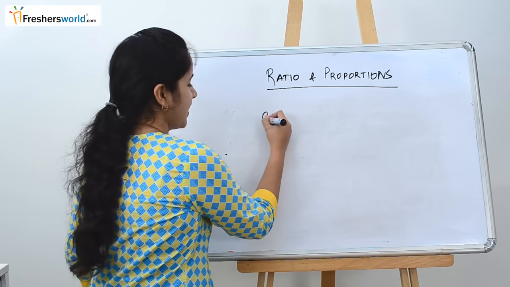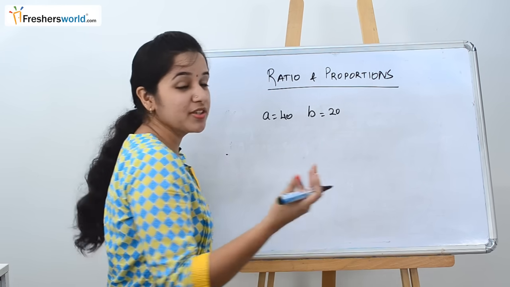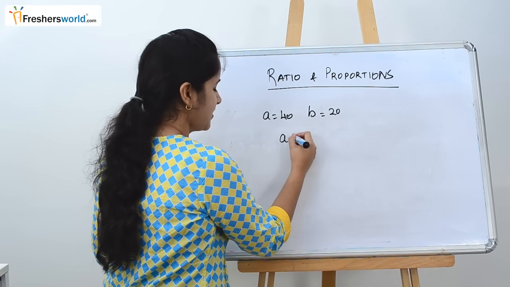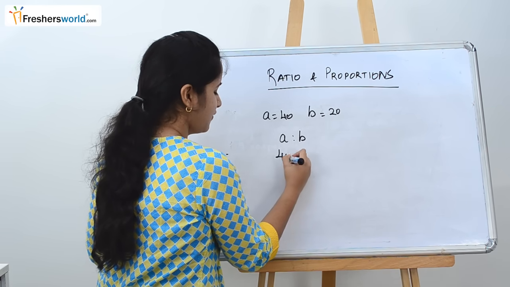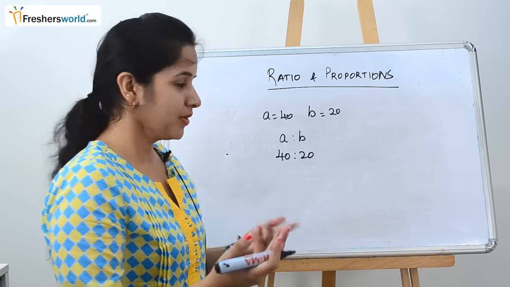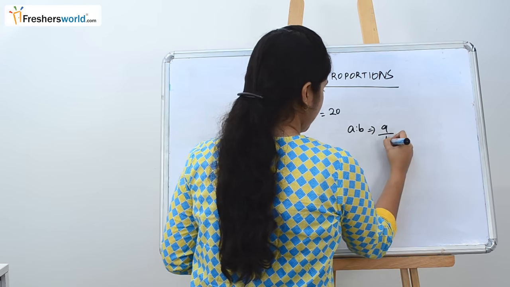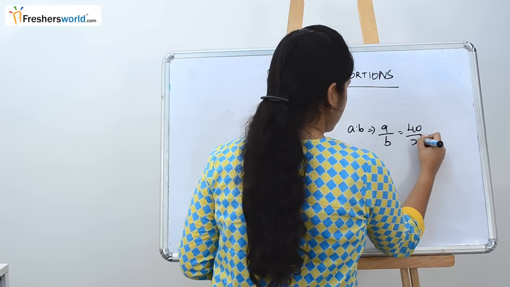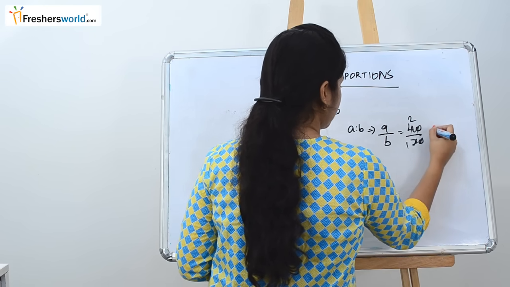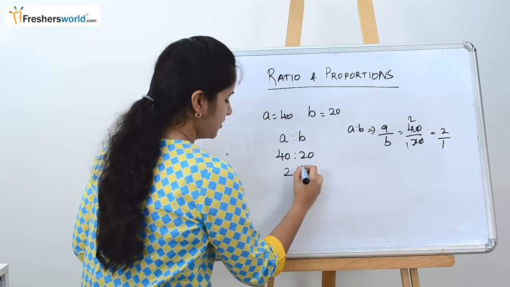Let's take A is equal to 40. They will give you B is equal to 20. They will ask you what is the ratio between A and B. It is nothing but 40 is to 20. What is the other way in which you can represent the ratio? In fractions. A is to B is nothing but A by B. So 40 by 20, which is nothing but 2 by 1. So the ratio between A and B is 2 is to 1.